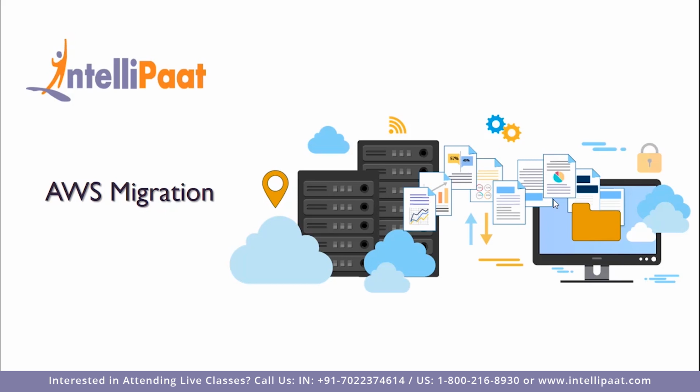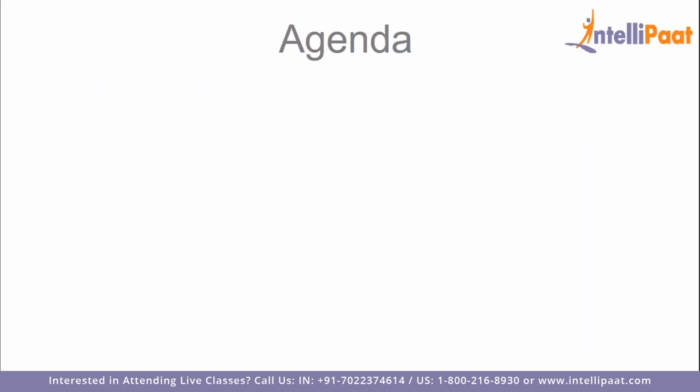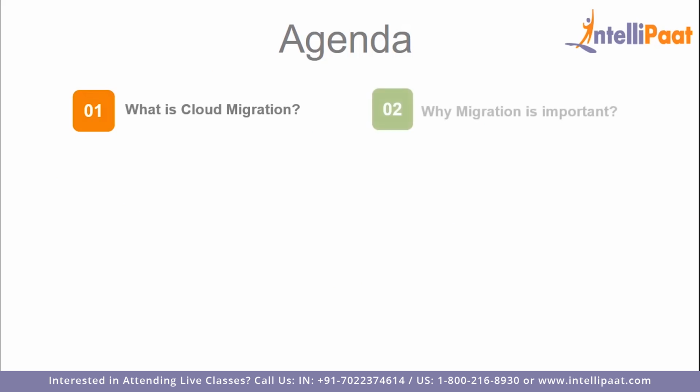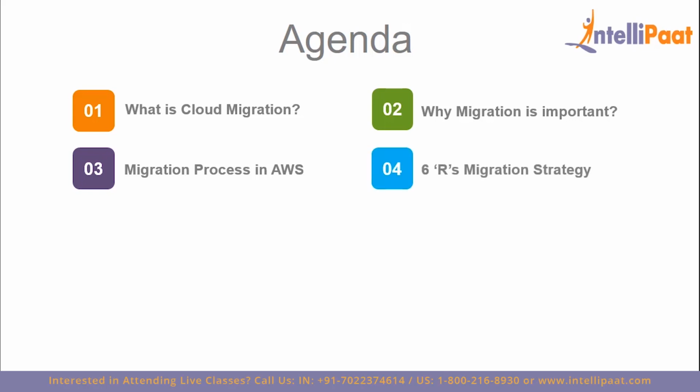First, we'll discuss what we will be learning in this session, and later we'll move on to discuss those topics in detail. First, we'll be discussing what is cloud migration. After learning what is cloud migration, then we'll see why it is important. And after that, we'll learn how the migration process works in AWS. Moving on, we'll be learning different strategies. There are 6 R's in migration strategies, and we'll be learning them in detail.